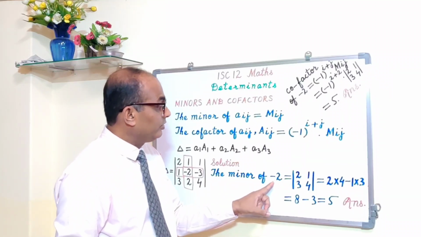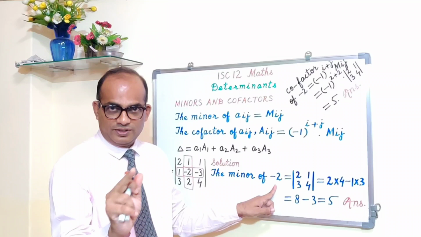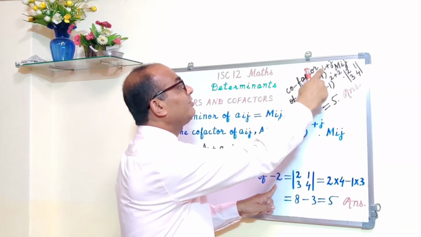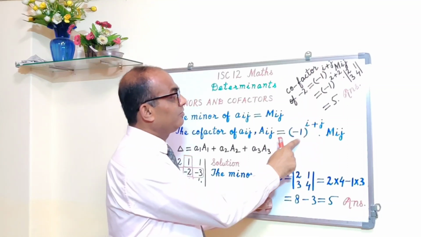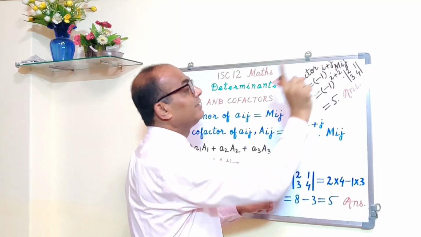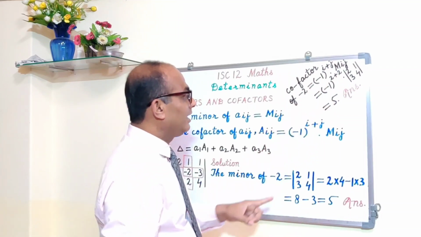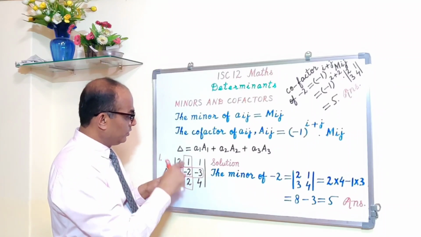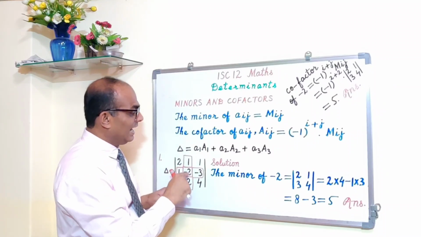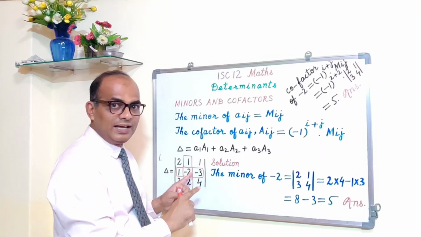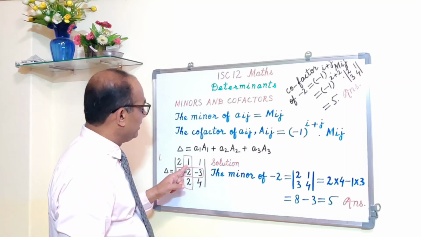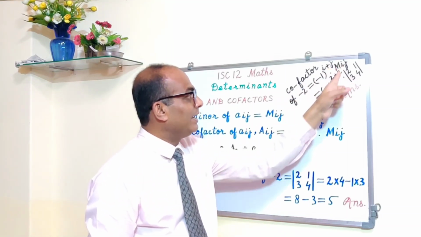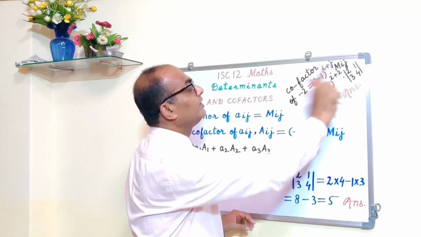So the cofactor of minus 2 is equal to minus 1 raised to the power i plus j, into Mij. That's the formula. This is the element. In which row? Second row. In which column? Second column. So i is 2 and j is 2, so 2 plus 2, and Mij is this: 2, 1 and 3, 4.